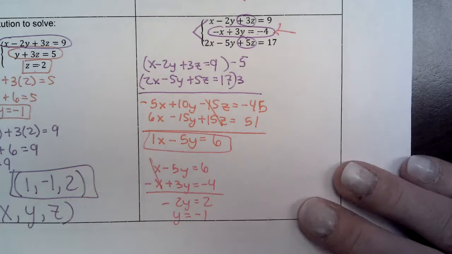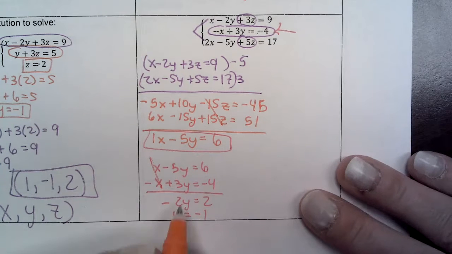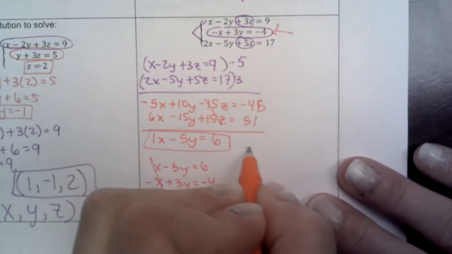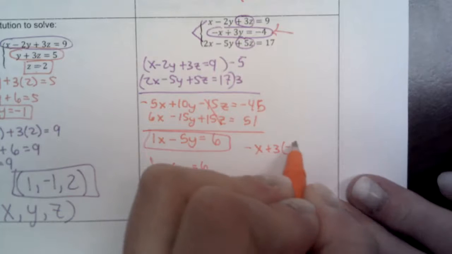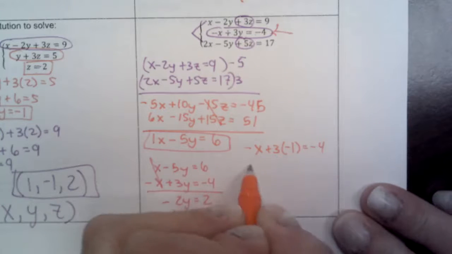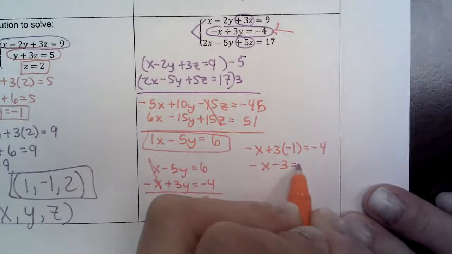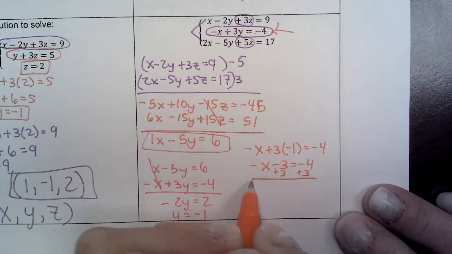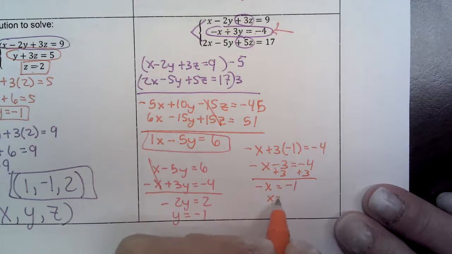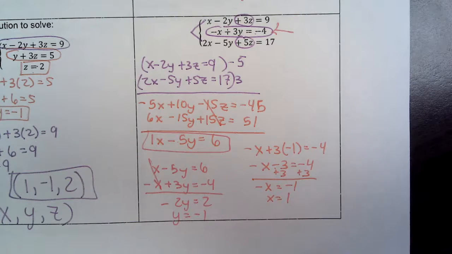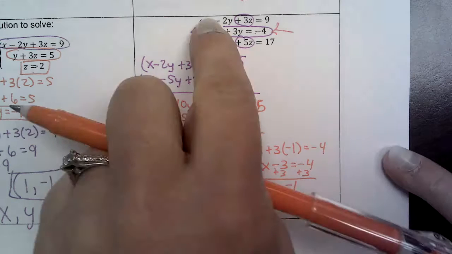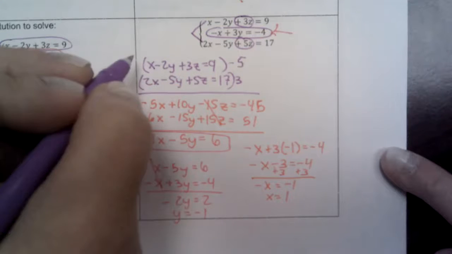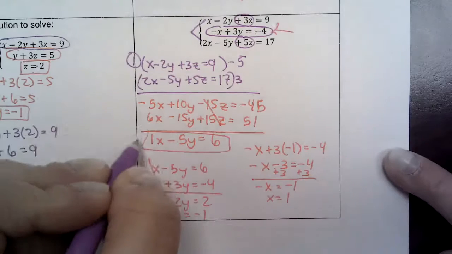Now that I know what y is, okay, I can go on ahead and plug it back into either one of these equations. I'm going to just go on ahead and plug it back into this one. So negative x plus 3 times negative 1 equals negative 4. So negative x minus 3 equals negative 4. So I'm going to add 3 to both sides, and I get negative x equals negative 1. So x equals positive 1. So now I know my x and my y, and I can plug those back into either one of these equations, okay, to get my z. So I'm just going to kind of write my steps here.